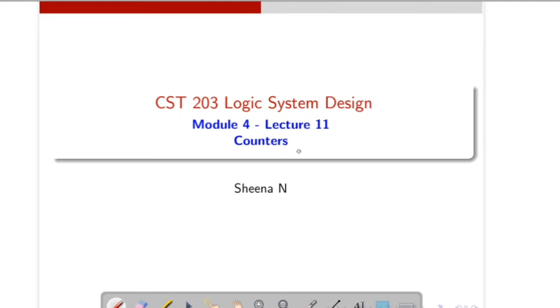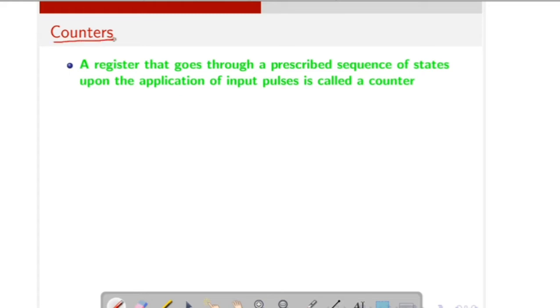Hi students, in this video we will study counters. What do you mean by a counter? You all know what a register is. A register can store binary information. An n-bit register has the capability of storing any binary information containing n bits.